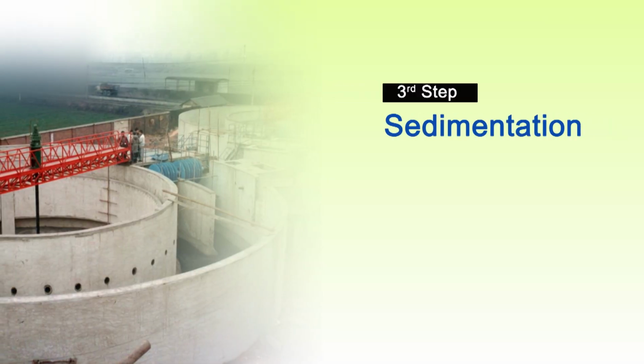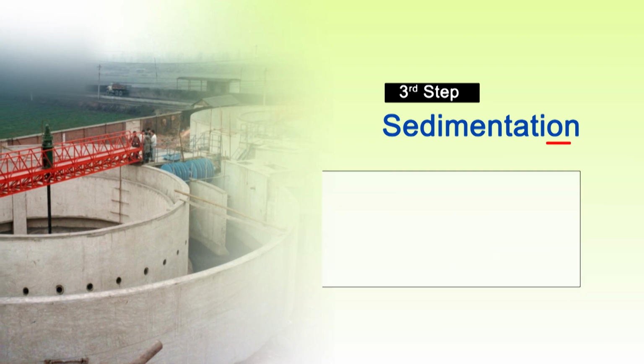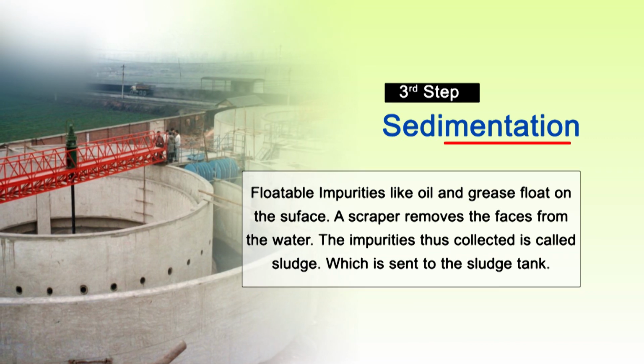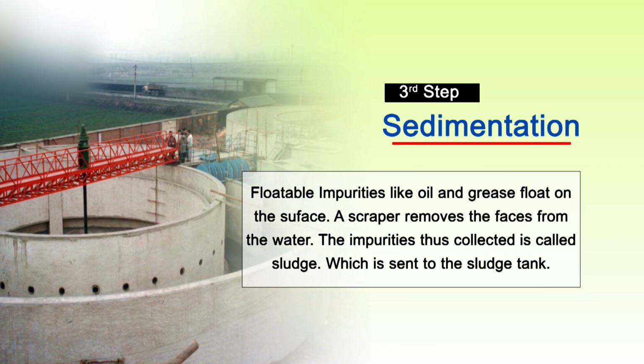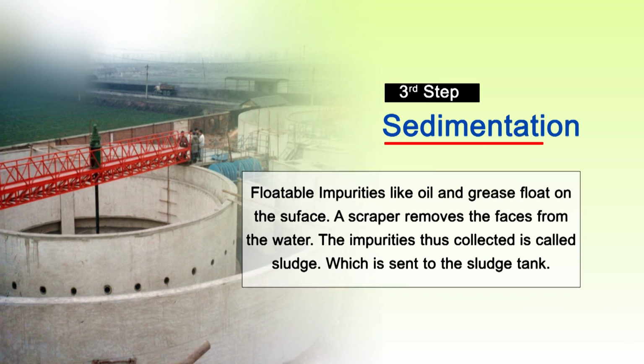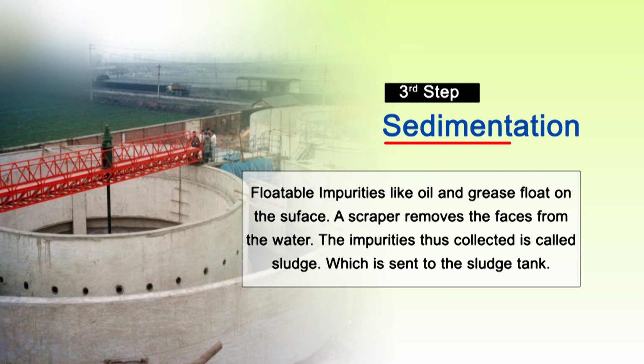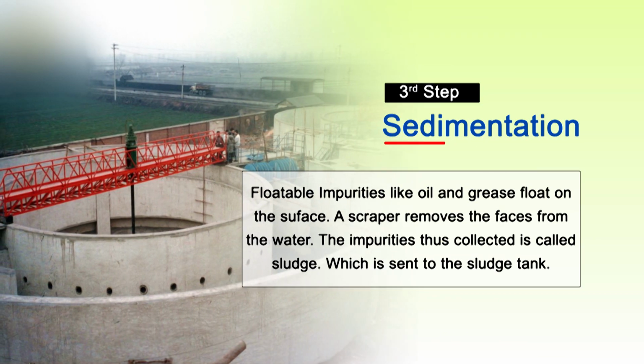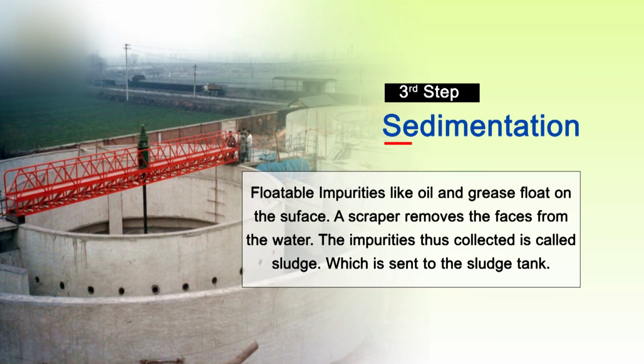In this step, water is sent to a tank where solids like feces settle at the bottom. Floatable impurities like oil and grease float on the surface. A scraper removes the feces from the water. The impurity thus collected is called sludge, which is sent to the sludge tank. The sludge can be used to produce biogas or to produce manure. A skimmer removes the floatable impurities and now the water is called clarified water.